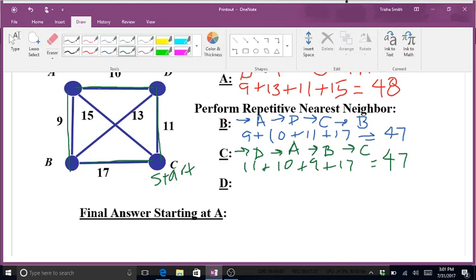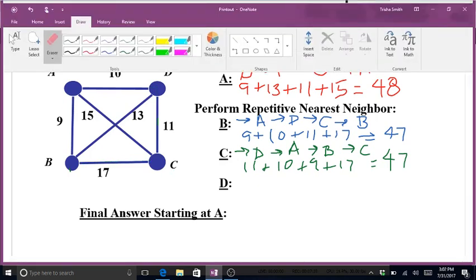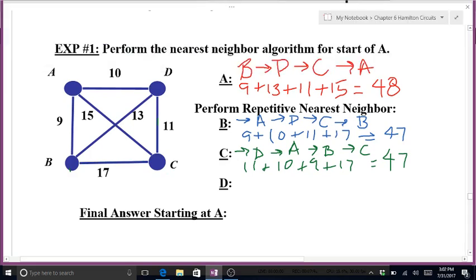We have one more vertex to start at. So we're going to go ahead and start at D this time. When I start at D, my nearest neighbor is A. So we're going to go this way to A with a weight of 10. From A, my nearest neighbor is B.